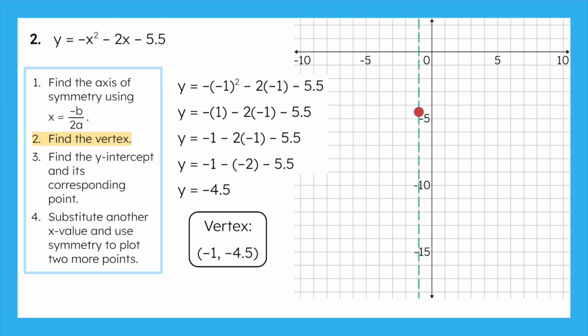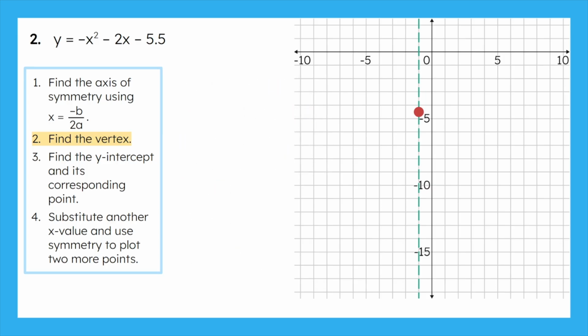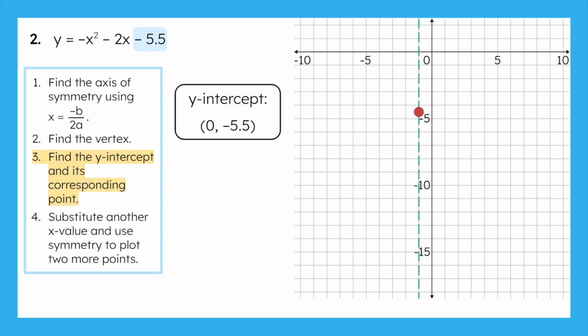Our next step is to find the y-intercept and its corresponding point. Remember, the y-intercept is easily identified from a standard form quadratic equation. It's just the c value. So in this equation, that's 0, -5.5, which goes here on the graph, exactly halfway between -5 and -6 on the y-axis. What's the corresponding point on the other side of the parabola? Well, an x value of 0 is 1 unit to the right of the axis of symmetry, so 1 unit to the left of the axis will put us at -2, -5.5.